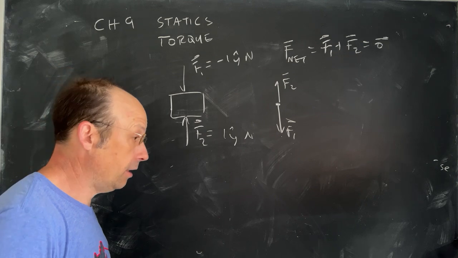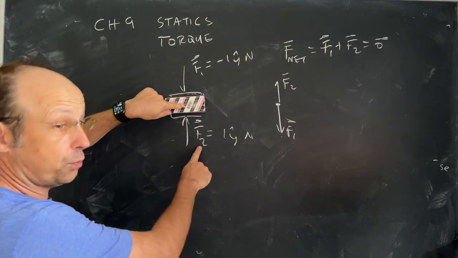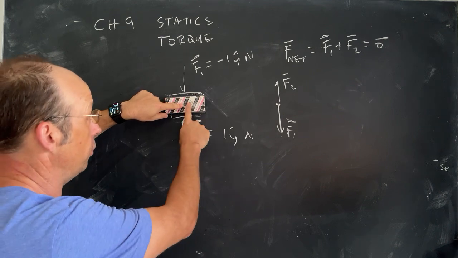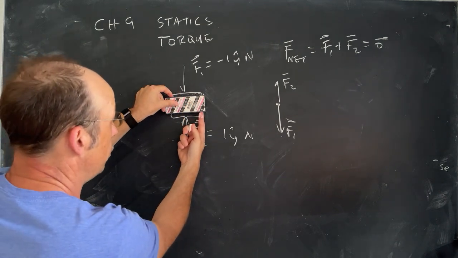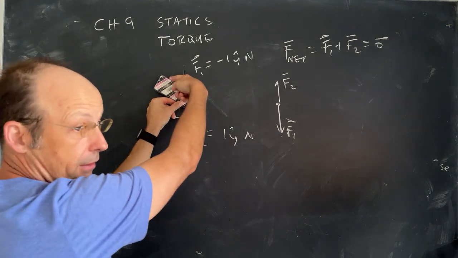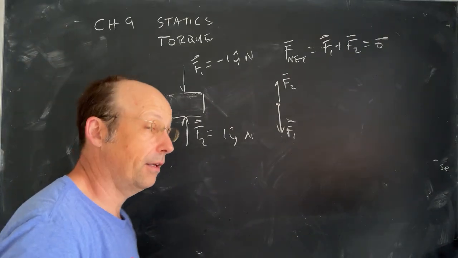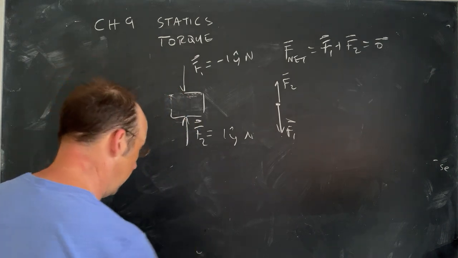But imagine that I have my eraser right here, and I push with the same force, F2, and the same force, F1, 1 and 1. They both have 1 Newton. But now I push right there, and I push right there. It's going to rotate. It's not quite in equilibrium. So that would look like this.